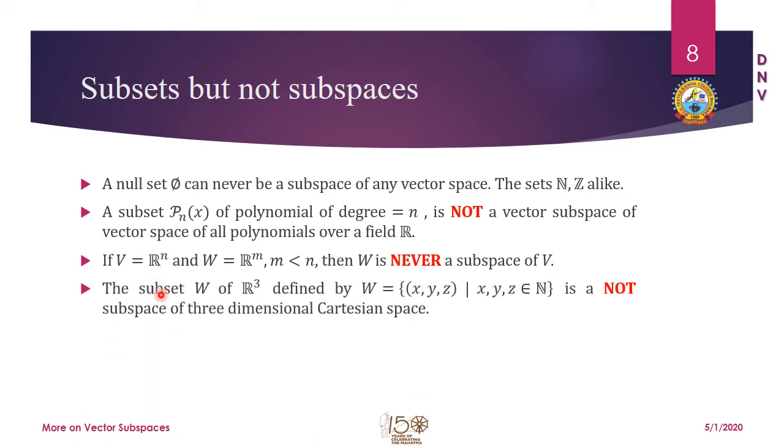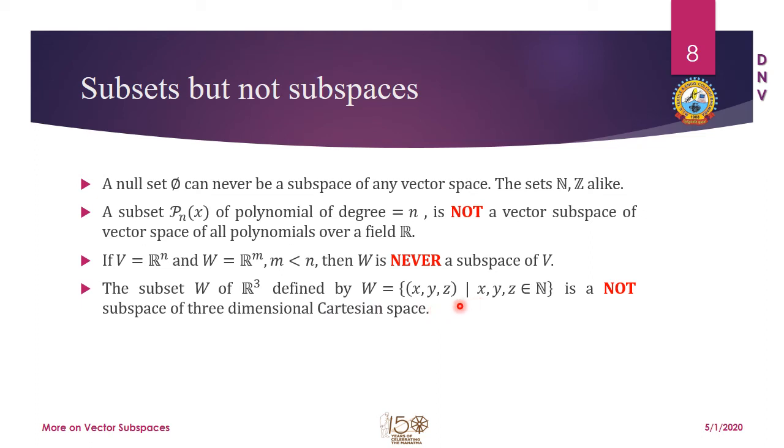Next example, the subset W of R cube defined by this set, where it is the collection of vectors having three components x, y and z, where these three components belong to the set of natural numbers. But again, the set of natural numbers does not contain the number 0. So we cannot take x equal to 0, y equal to 0 and z equal to 0, resulting in the fact that the origin will never be a part of this set W, and hence at the very outset it is rejected from being called a subspace of three-dimensional Cartesian space.